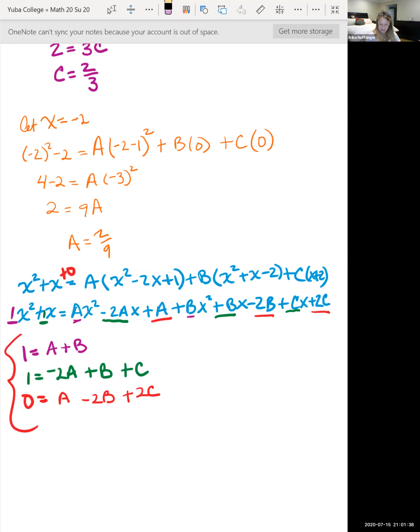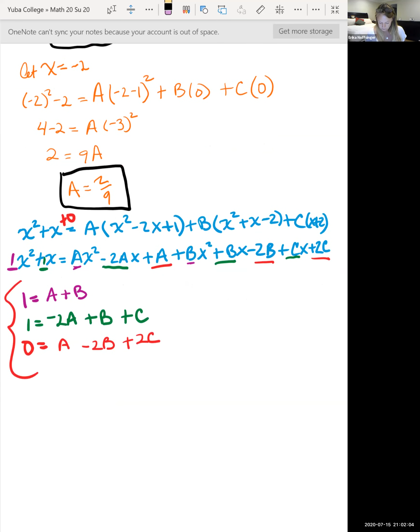If we did everything right, we actually know what A and C are from up here. So that tells me then that I can rewrite this. If I plug in A in here, I need to figure out what B is. That would give me B right away. So let's do that. We have 1 is equal to A, 2 ninths, plus B. So if I subtract 2 ninths on both sides, so this is really 9 ninths, 9 ninths minus 2 ninths is equal to B. So B is 7 ninths.